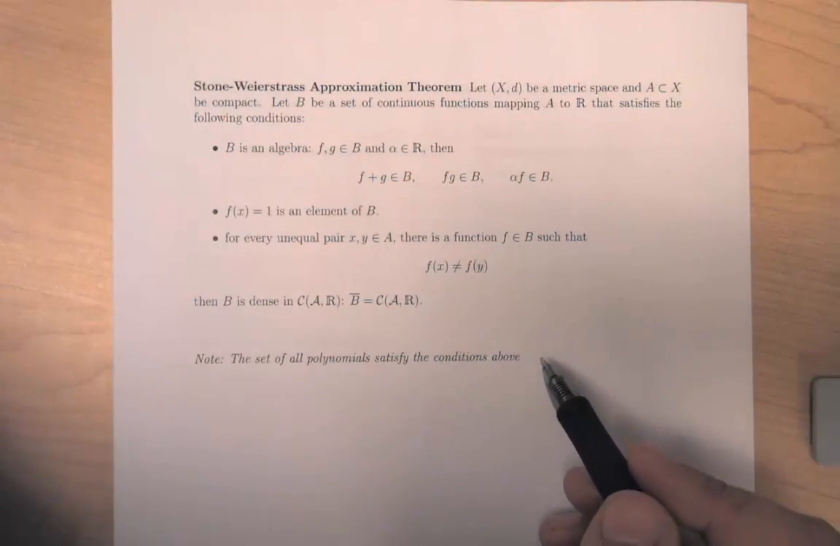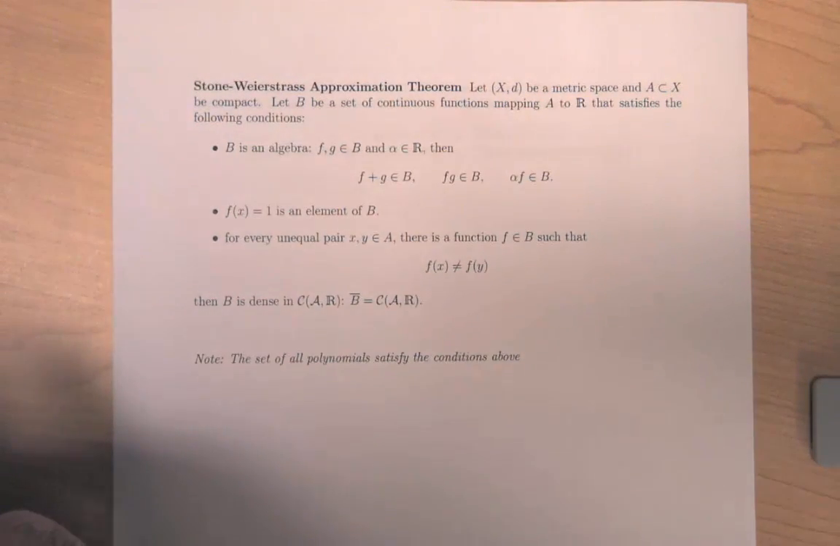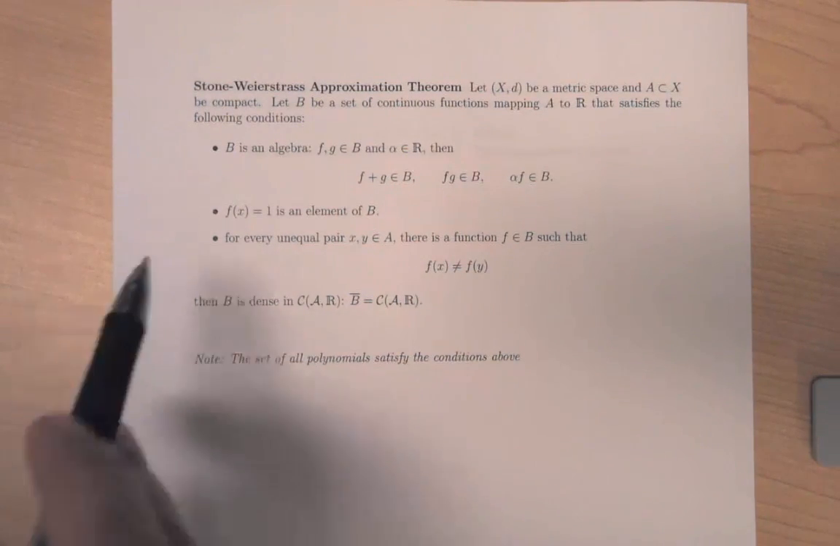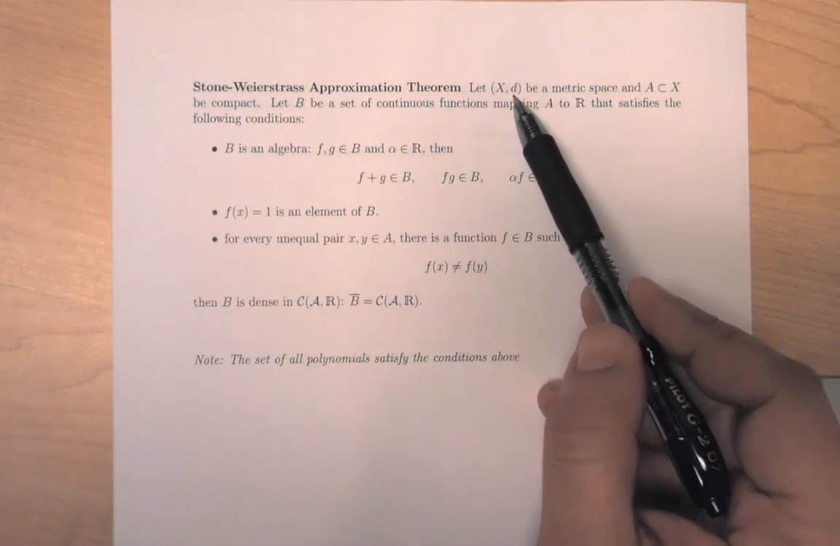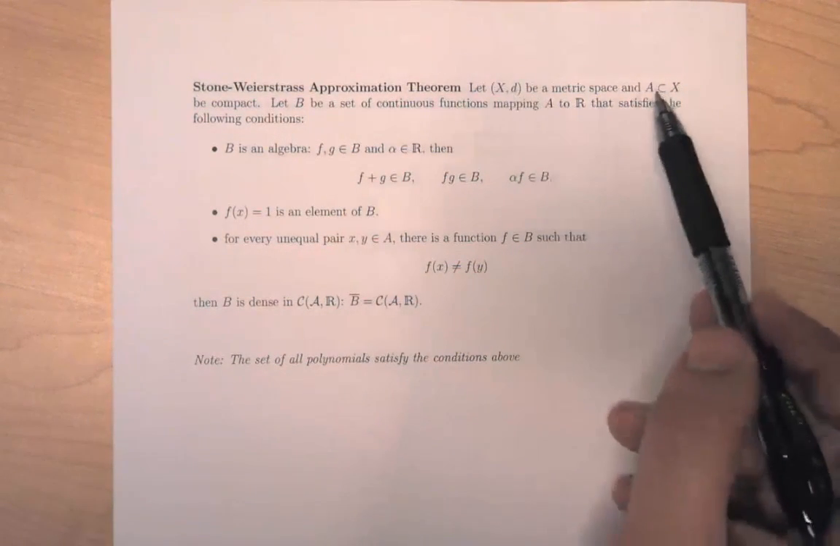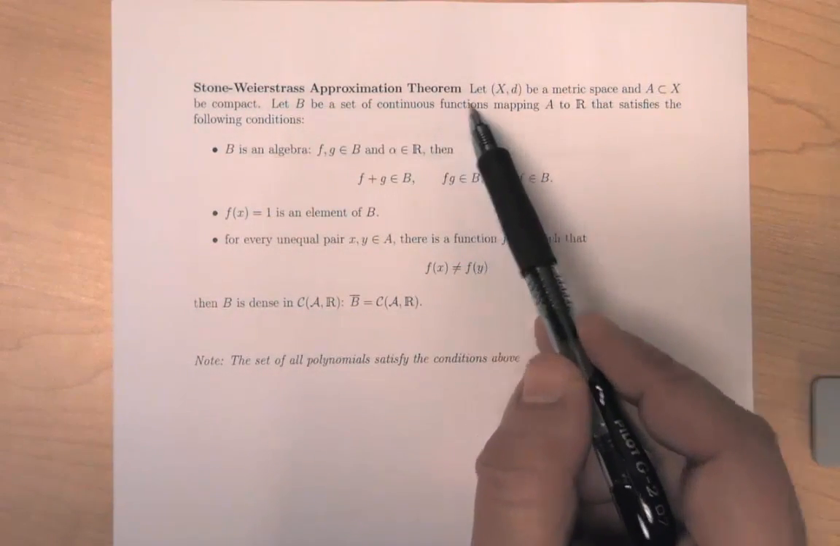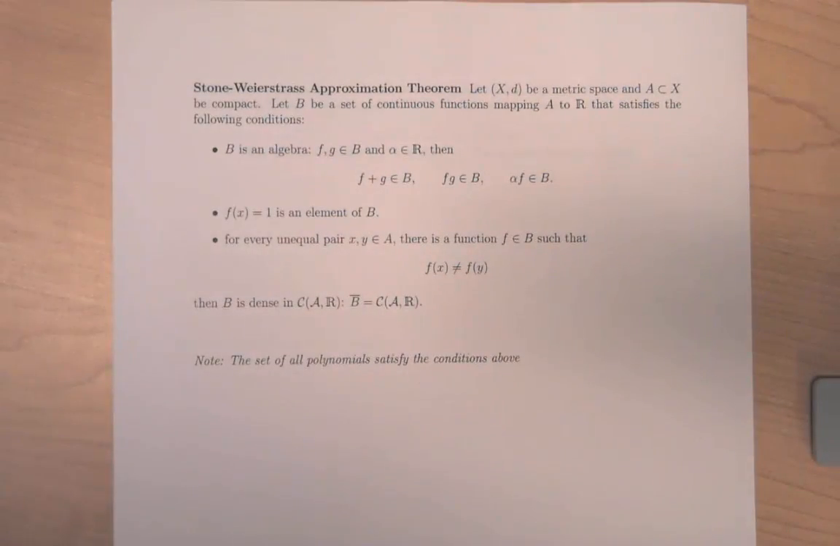So let me just mention this generalization of the Weierstrass theorem, which is the Stone-Weierstrass approximation theorem. It essentially generalizes to any set of continuous functions that form an algebra and satisfy these other two components. So let (X, d) be a metric space, let A be a subset, and suppose B is the set of continuous functions that map my subset A to R. Remember, A being inside my metric space.